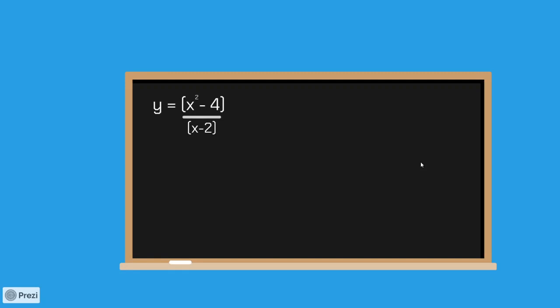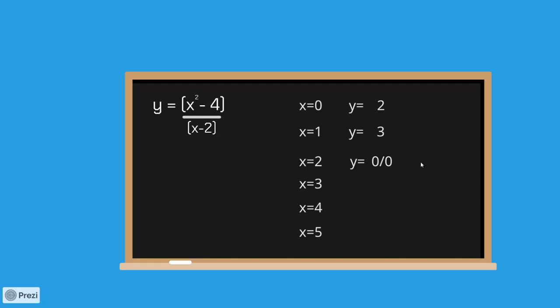Likewise, let me bring you another question: y is equal to x square minus 4 whole divided by x minus 2. Same thing, let me take the values for x and y. x is equal to 0, 1, 2, 3, 4, 5. When x is equal to 0, y is equal to 2. When x is equal to 1, y is equal to 3. When x is equal to 2, y is equal to 0 by 0.